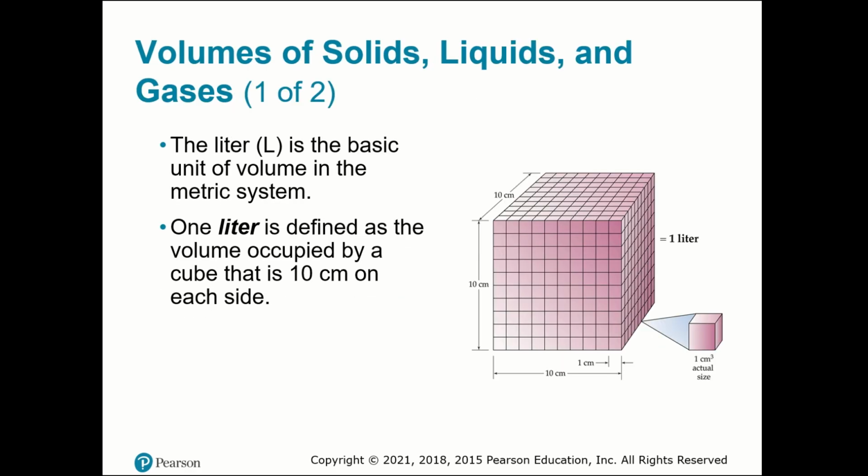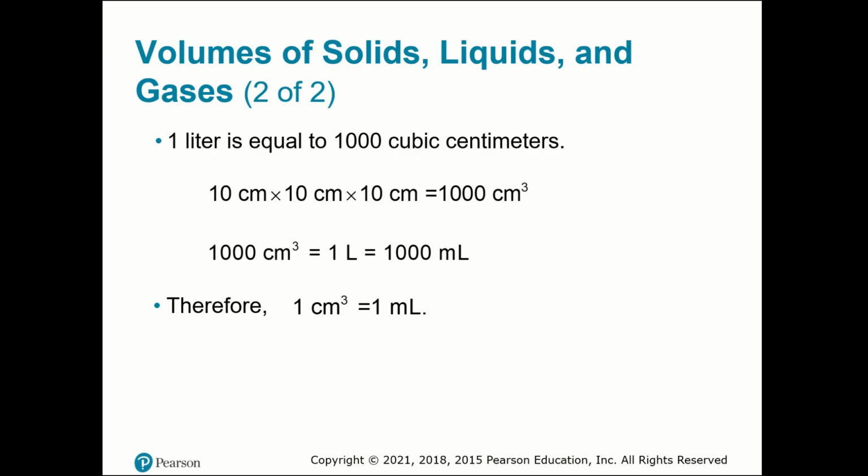Okay? So the liter is the basic unit of volume in the metric system. 1 liter is defined as the volume occupied by a cube that is 10 centimeters on each side. So a liter is equal to 1,000 cubic centimeters. And I know that 1,000 cubic centimeters equal 1 liter, and 1 liter is equal to 1,000 milliliters. So 1 cubic centimeter is equal to 1 milliliter.